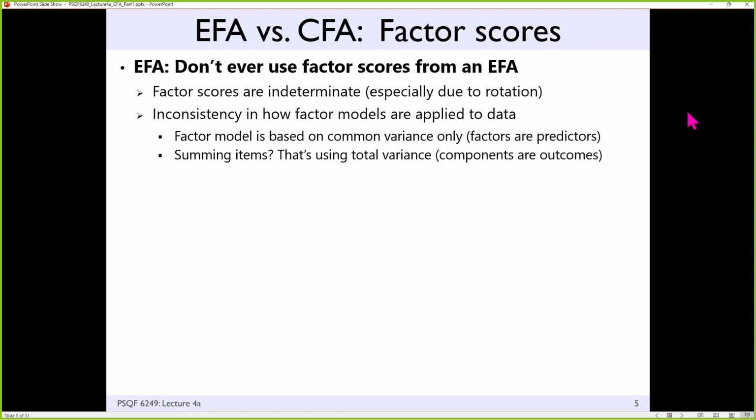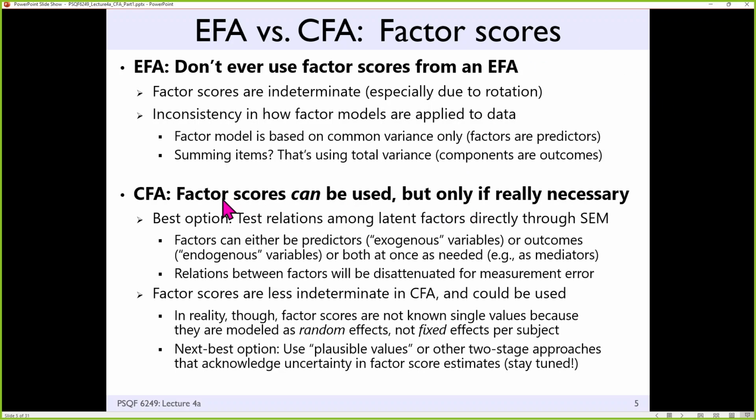Factor scores should never be used from an exploratory factor analysis. They're indeterminate. If you choose a different rotation, you would get a different set of factor scores, sometimes uncorrelated with the first set. In CFA, we can use factor scores, but the whole idea is that we don't want to. The latent trait can stay latent. We don't need to know what the factor score for any of our subjects is. We can still look at how this trait relates to this other trait in latent space. That's what SEM is for.